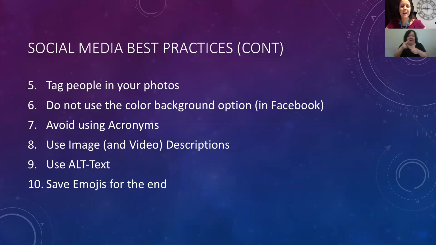Six, do not use the color background option in Facebook, because it turns the text into an image, and that's not readable by a screen reader. Seven, avoid using acronyms. Eight, use image and video description. We'll talk about that more in a few minutes. Nine, another social media practice, and one of the most important, is to use alt text. And the tenth tip is save the emojis until the end.